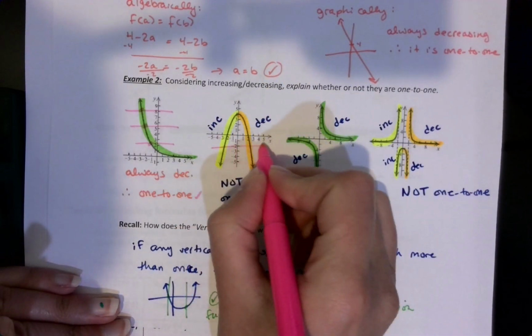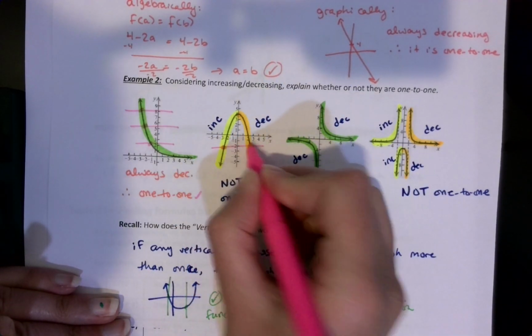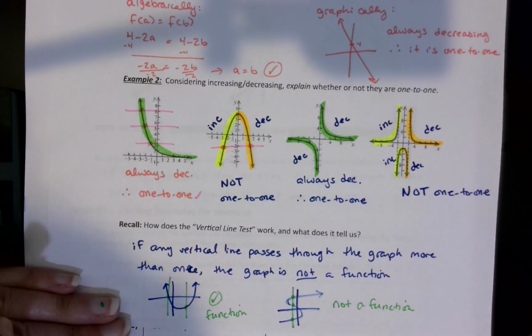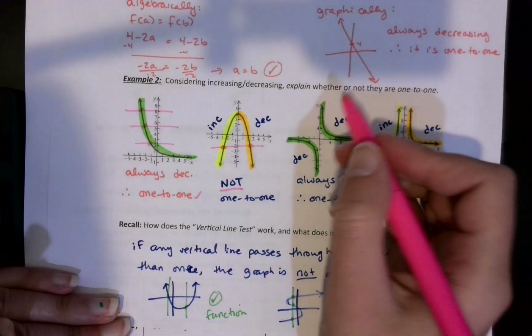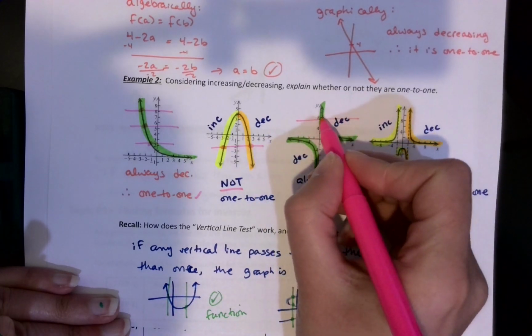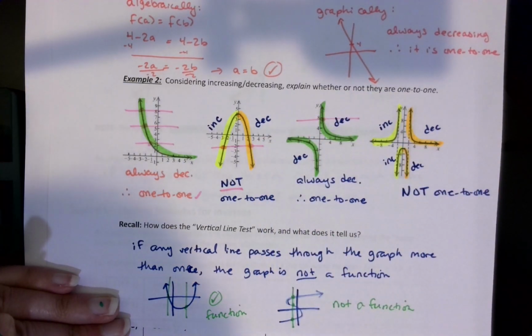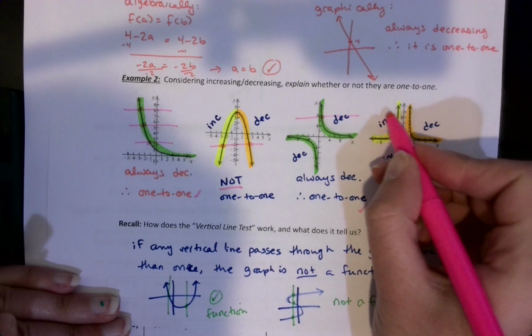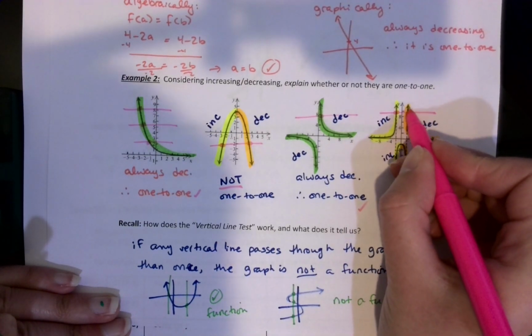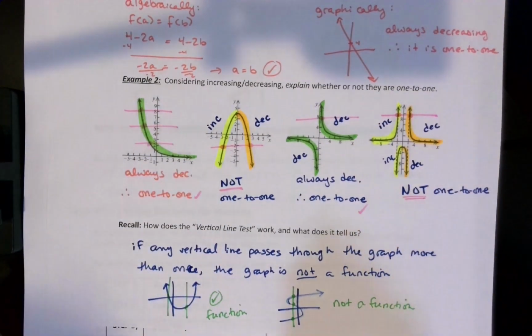In this graph, a horizontal line would pass more than one time. Any horizontal line would pass more than one time, so it is not one-to-one. In this graph, again, imagining any horizontal line, no matter where you draw it, it's going to cross just once. So this graph is one-to-one. And again, here I could make a horizontal line that did cross more than once. So this one is, again, not one-to-one via the horizontal line test.